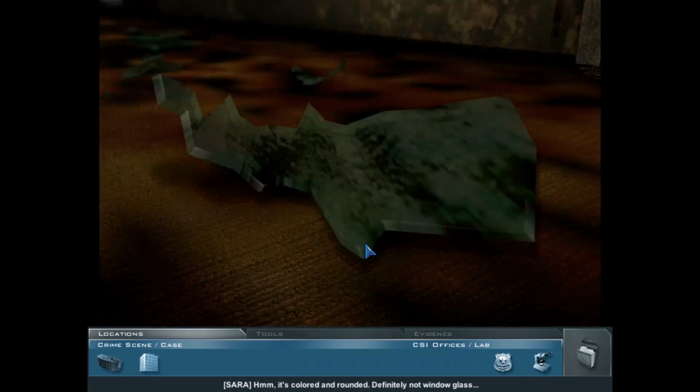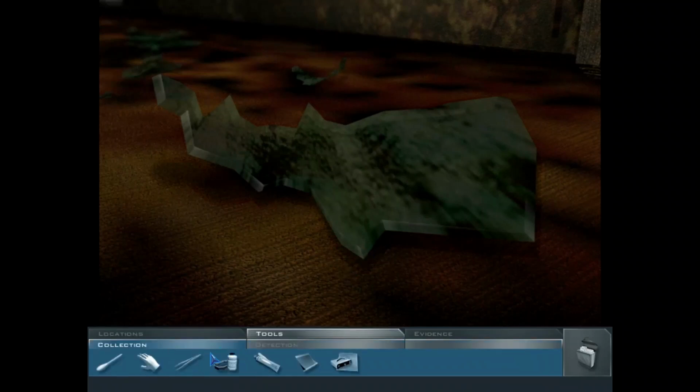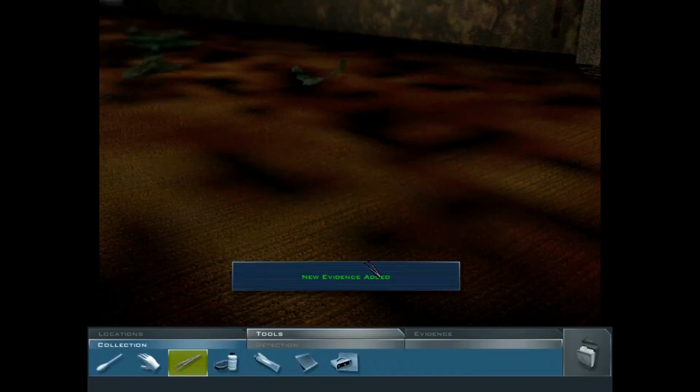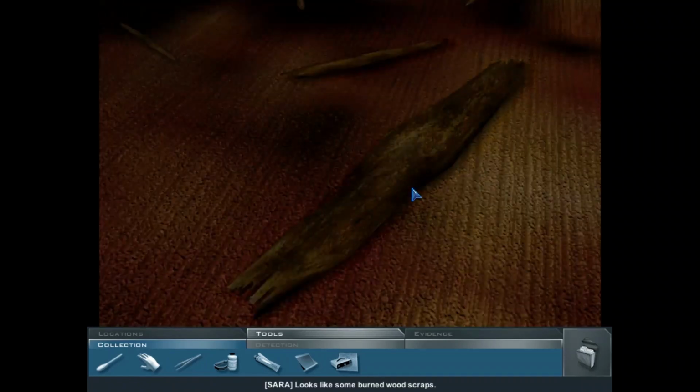It's colored and rounded. Definitely not window glass. Looks like some burned wood scraps. You should process burned material like this for accelerants before you pick it up.